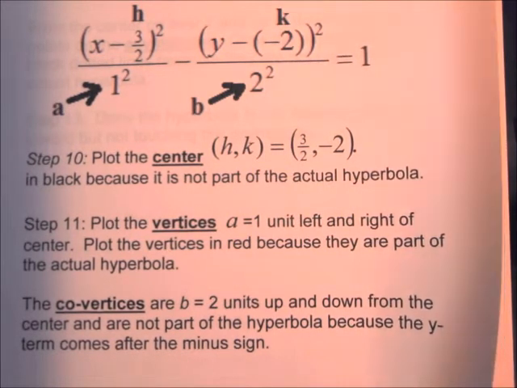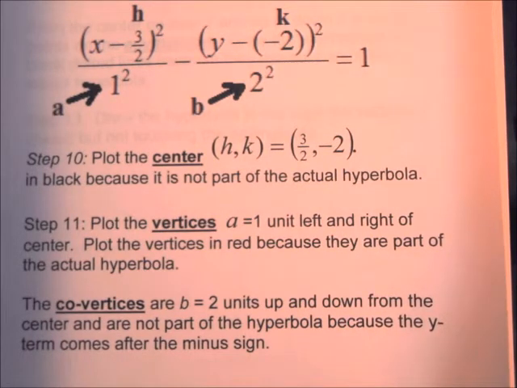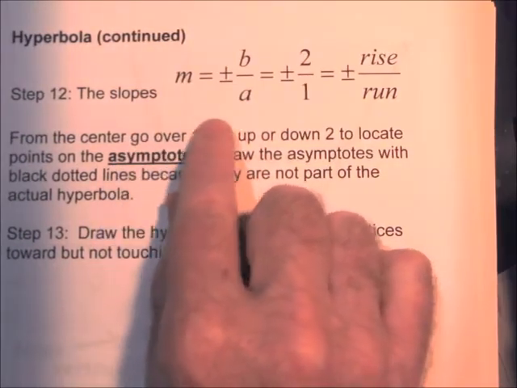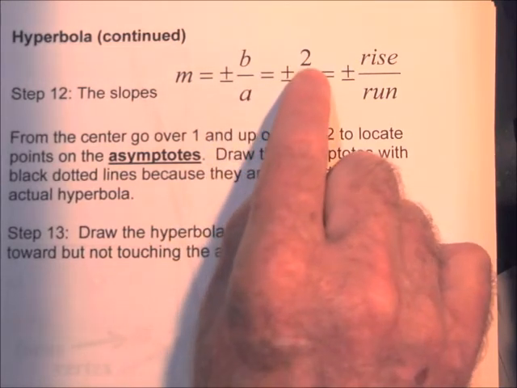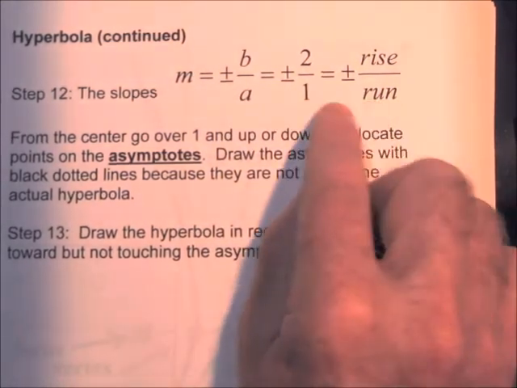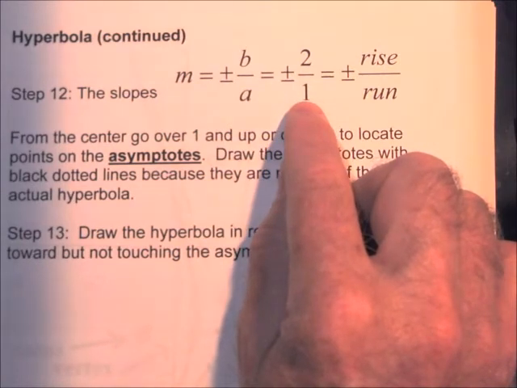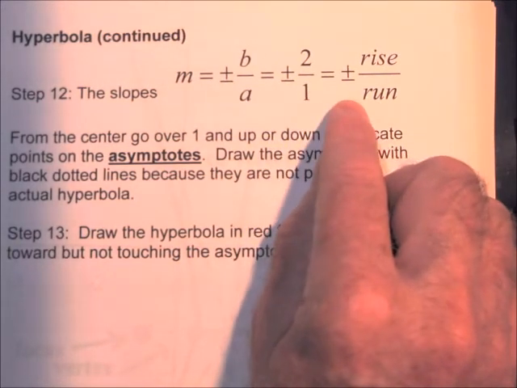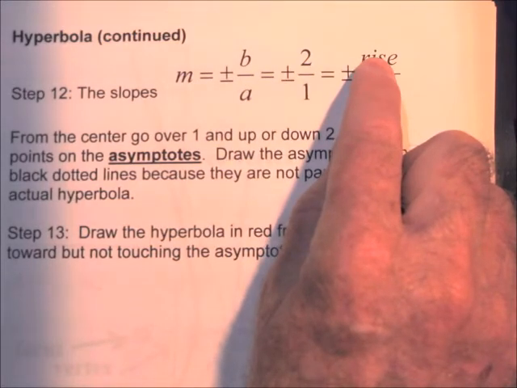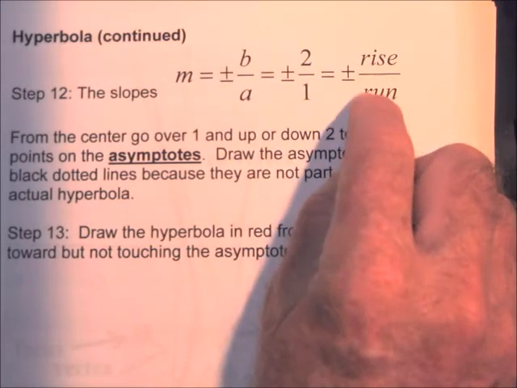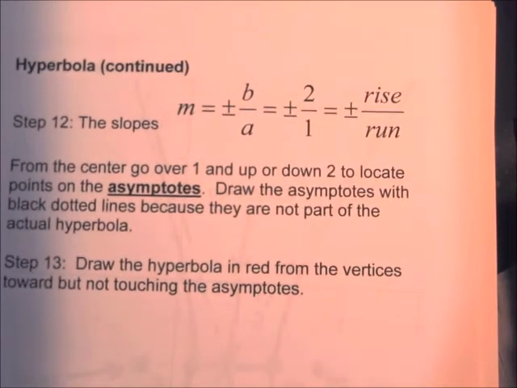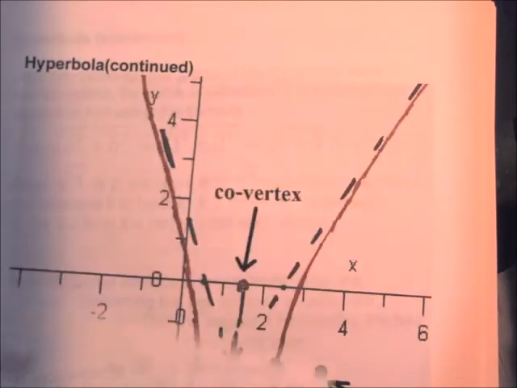Co-vertices are actually not part of the hyperbola, but the book sometimes discusses co-vertices, so if you see that, that's what they are. Okay, so the slopes are going to be plus or minus b over a, which is plus or minus 2 over 1. That means from the center, if we go run 1 to the right, we can either rise up 2 or down 2. A negative rise would be down. And then that's enough information to plot the graph.